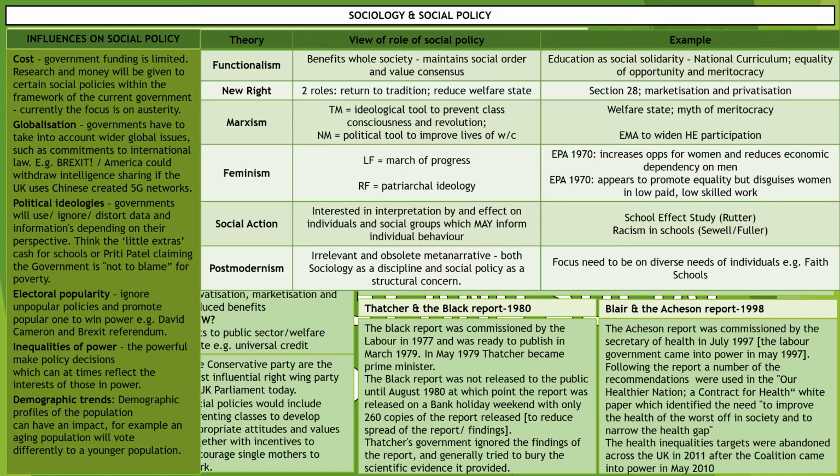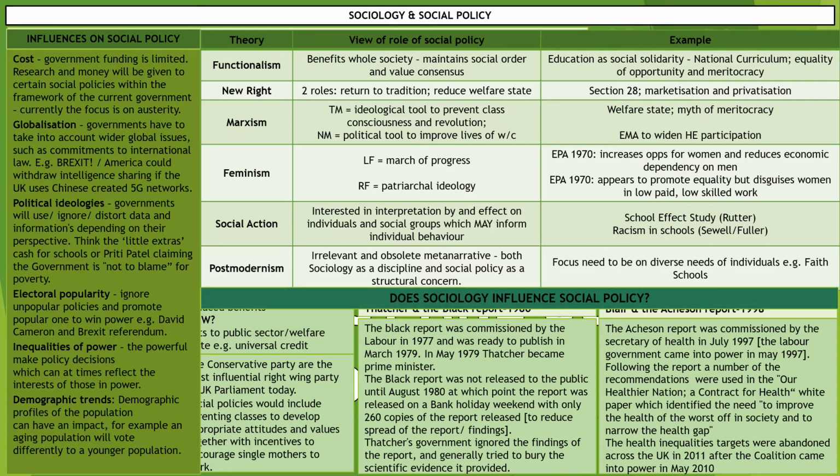And last but not least, postmodernism. Postmodernism would see social policy as part of a meta-narrative which is obsolete. So the big picture, the big explanations, no longer relevant. And again, the emphasis for them would be on diversity in education.